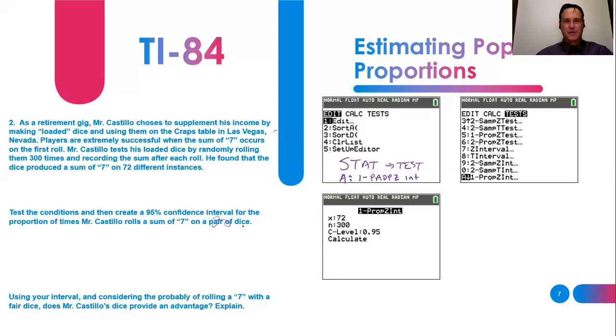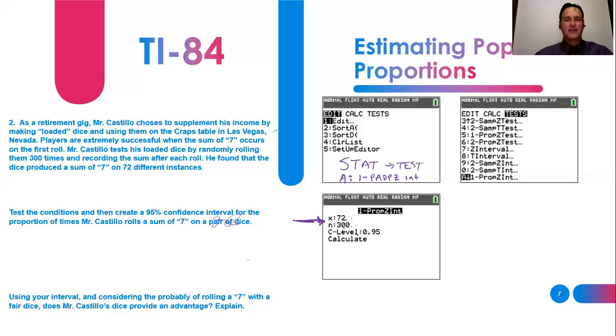If you hit that, you're going to plug in Castillo's information. What did Castillo do? His X value, which is the numerator, is 72. His denominator is 300. And your confidence level, you may have to change to 0.95. Once you input 72 and 300, you'll hit calculate.